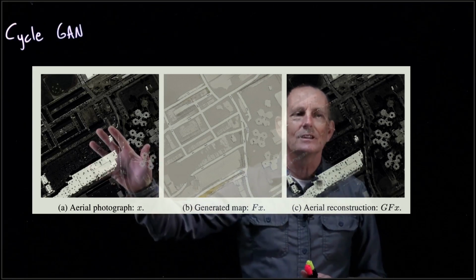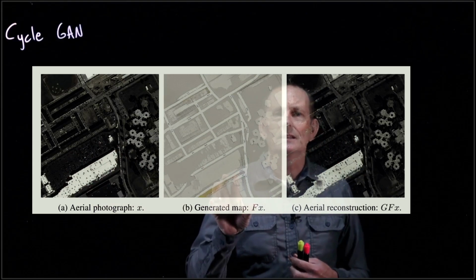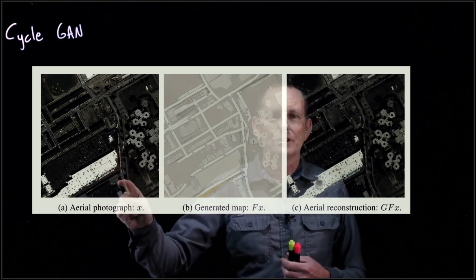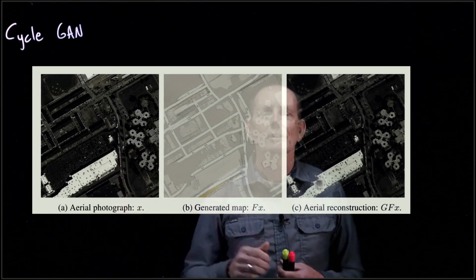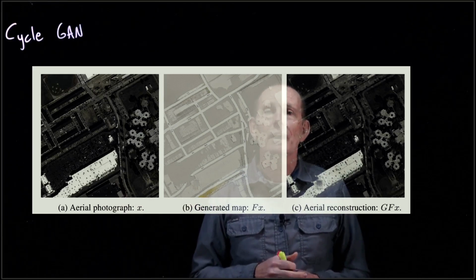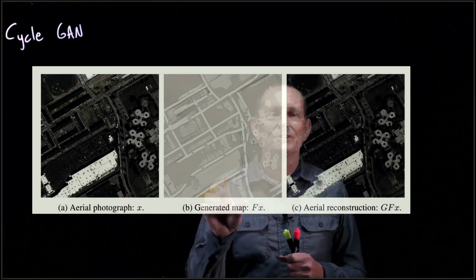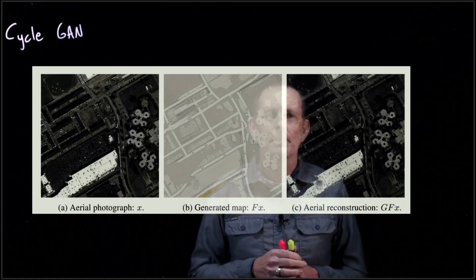So here, this was an example where we would take aerial photographs and create generated maps like you might see in Google Maps. And so a cycle GAN was used for this. So you could go from an aerial photograph to a generated map, and a generated map back to an associated aerial photograph. And again, all we really needed for that were examples of real aerial photographs and examples of real, not necessarily related, generated maps.